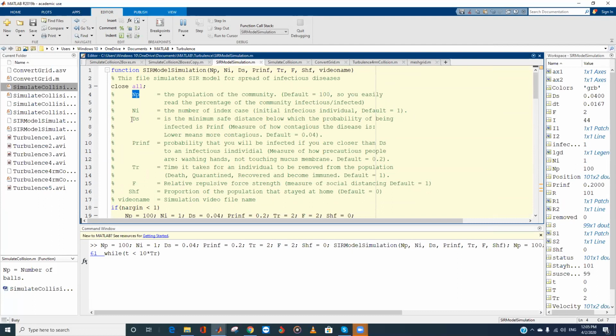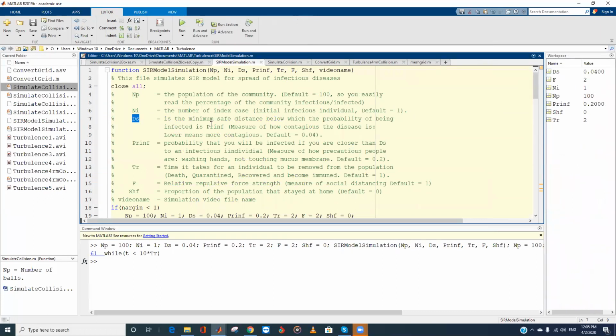Now DS is the minimum safe distance you can be from an infected person. If you are below that minimum distance, you can become infected, and the probability of getting infected is no longer 0. But if you are higher than that distance, you cannot be infected.